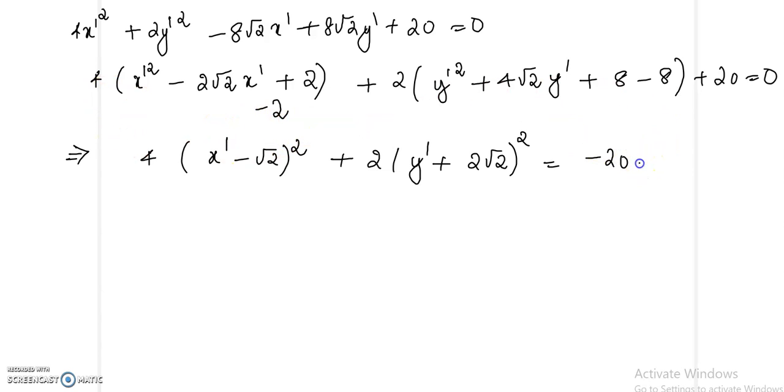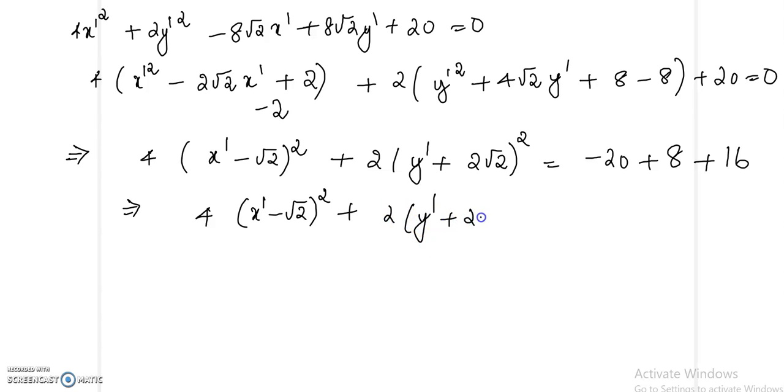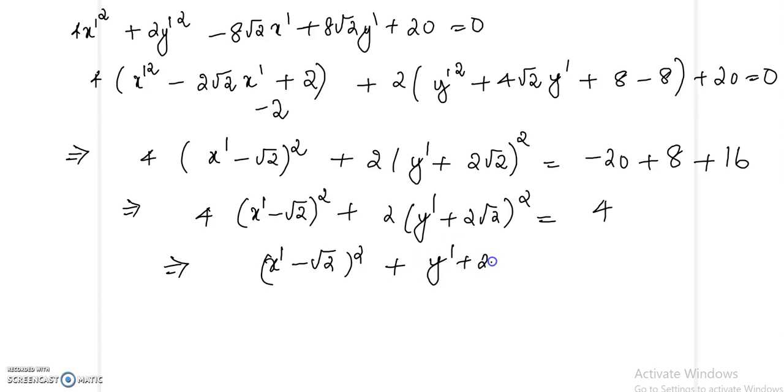Here minus 8, when it comes over here becomes plus 8, and here minus 16, here you will get plus 16. So that will be 4 x dash minus root 2 whole square plus 2 y dash plus 2 root 2 whole square, that will be equal to 4. So you will get x dash minus root 2 whole square plus y dash plus 2 root 2 whole square by 2 equal to 1.